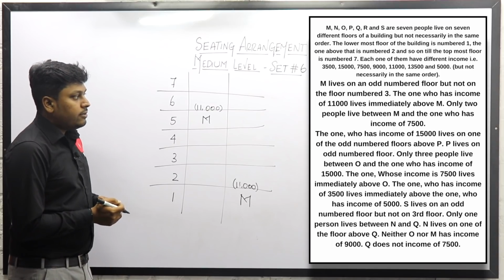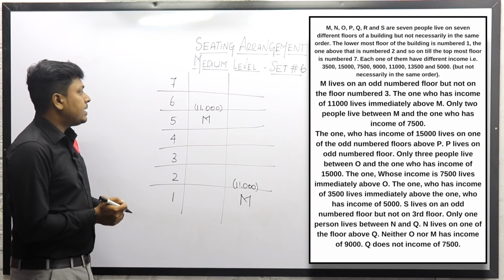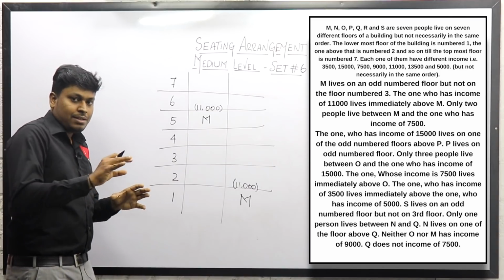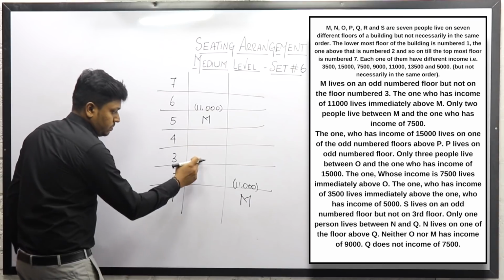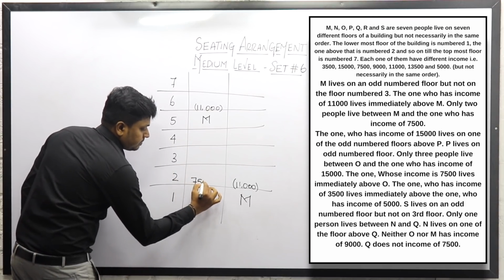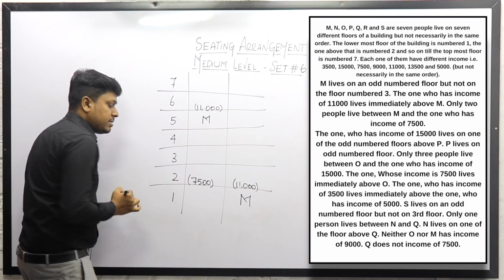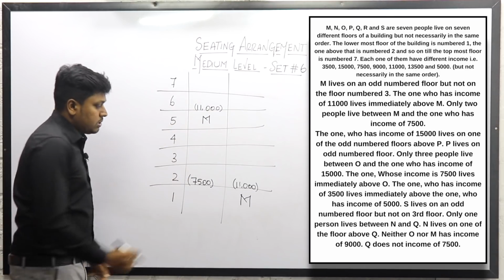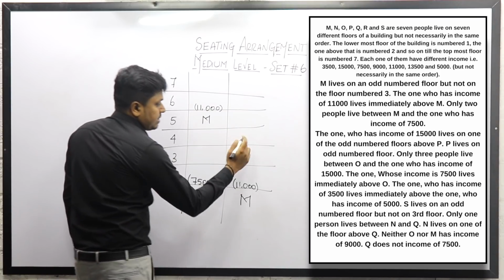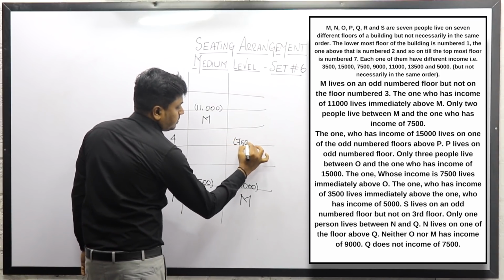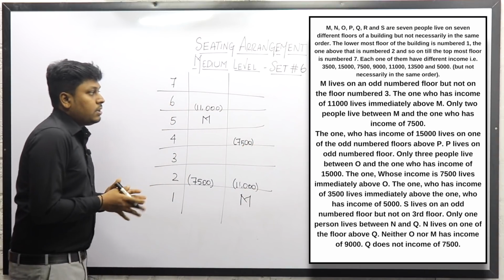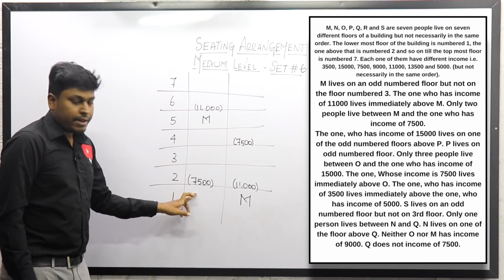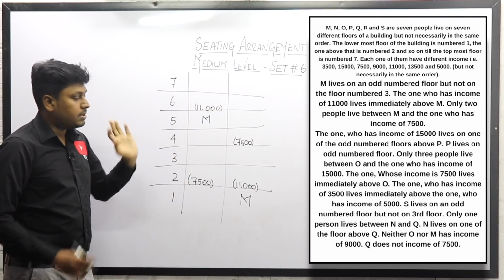So point number 3: only 2 people live between M and the one who has an income of 7,500. There are 2 people living between M and the 7,500 income person, right? So 1, 2. The only chance is that I should fix the person with income 7,500 here, because between M and this person there should be a gap of 2. Similarly, 1 and 2, so I should place the person here. Understood? So only 2 people live between M and the person whose income is 7,500. So in both of these possible diagrams we have done it.